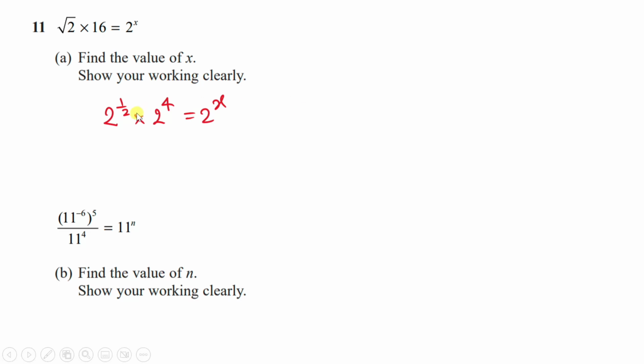And this is easy. When you're timesing things with the same base, like 2, you add the powers. So half plus 4 is 4.5. Yeah, and that's our a done.